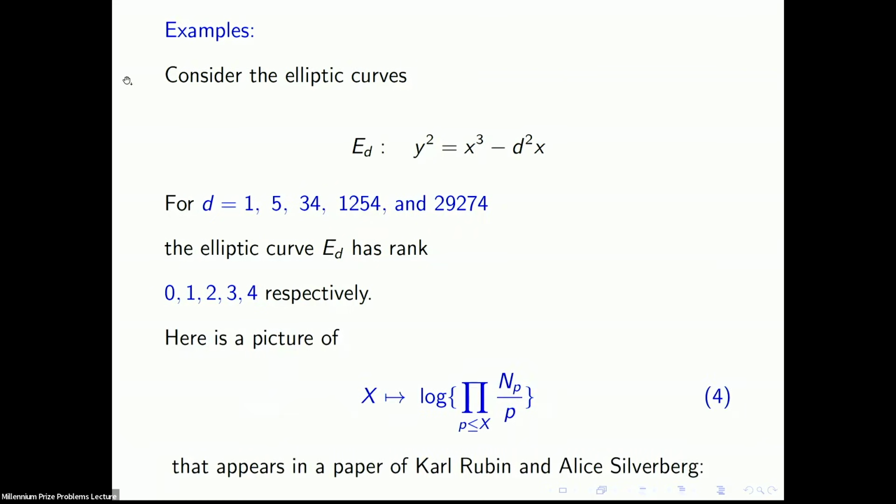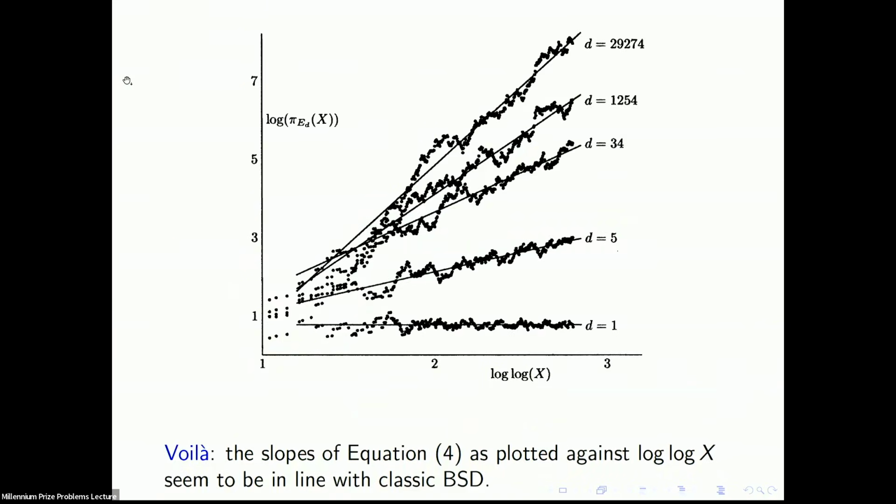And here's a picture of x over log of the product of Np over p for p less than or equal to x, as a function of x, but graphed over log x. There it is. I took it from a paper of Karl Rubin and Alice Silverberg.